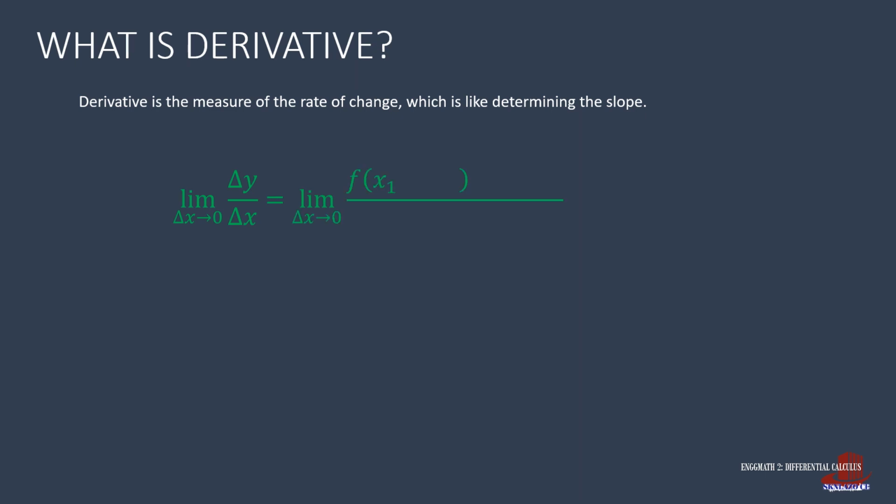The limit of delta y over delta x is then taken as dy over dx in calculus, which is read as the derivative of y with respect to x. Later on, dy over dx can also be denoted as y prime.